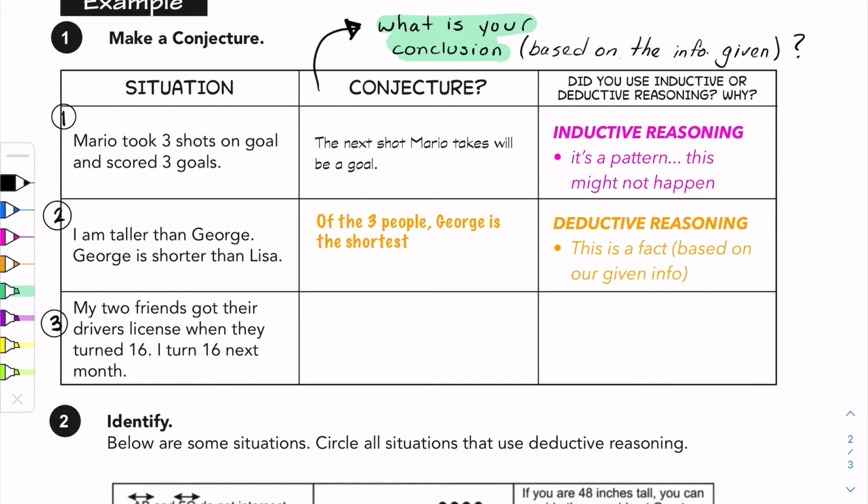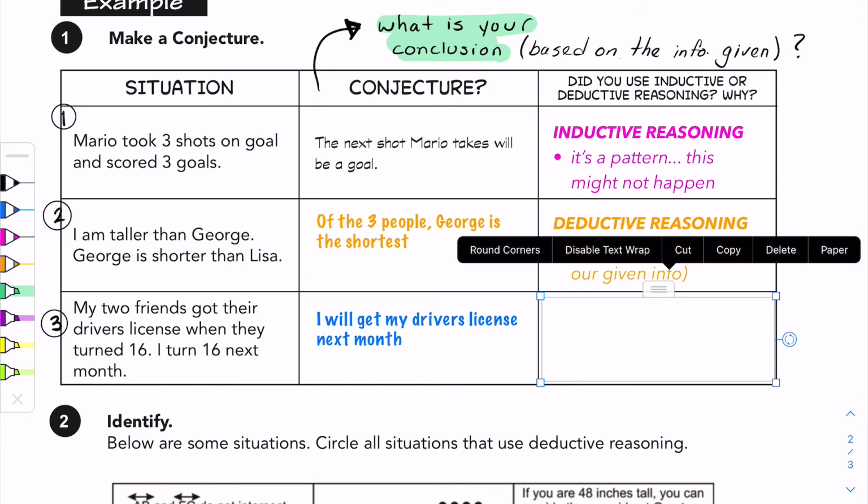And for the third situation, it states that my 2 friends got their driver's license when they turned 16. I turn 16 next month. So my conclusion is going to state that I am probably going to get my driver's license next month. Okay, if I turn 16 next month based on the pattern of my friends, then I'm probably going to get my license again because I'm turning 16.